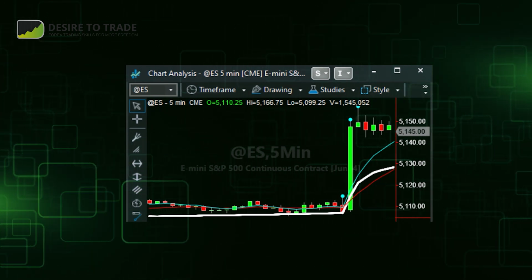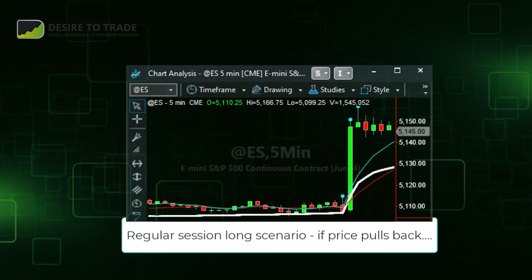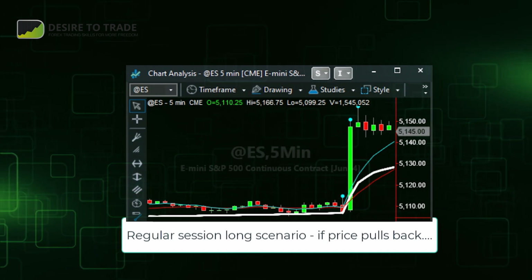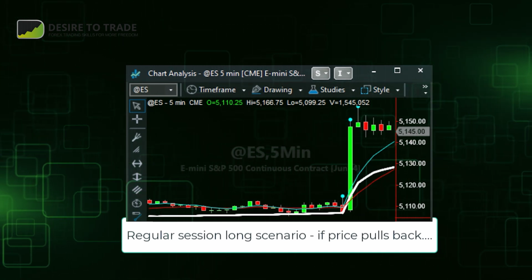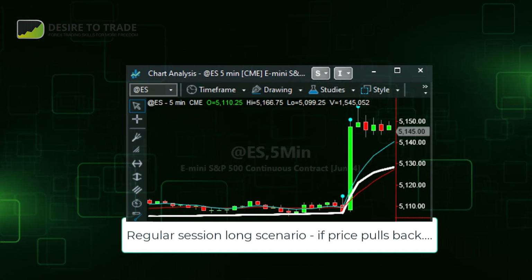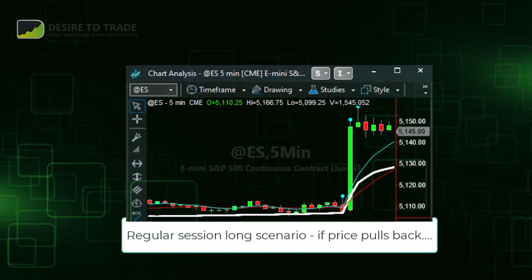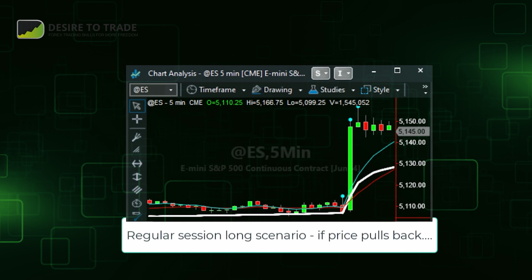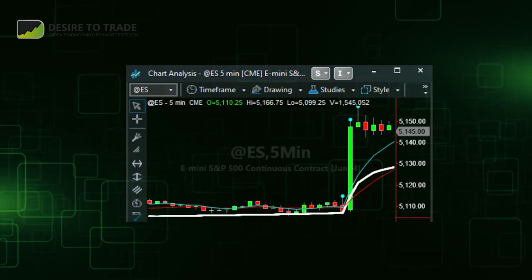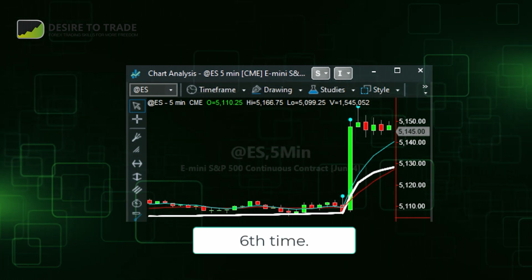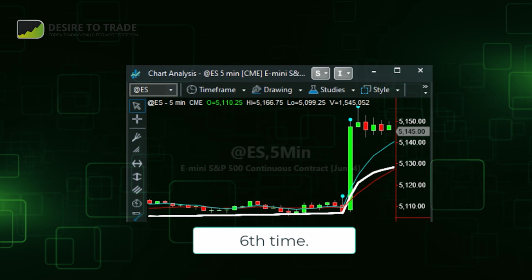By the way, there's another scenario that I'm going to add to my thing today: during the regular session, if price pulls back, I'm thinking a long bounce as well. But where would I go long? I'm not going long here. There's no way. Pullback to VWAP is very viable. Pullback to VWAP, that phrase is almost viable in any scenario.